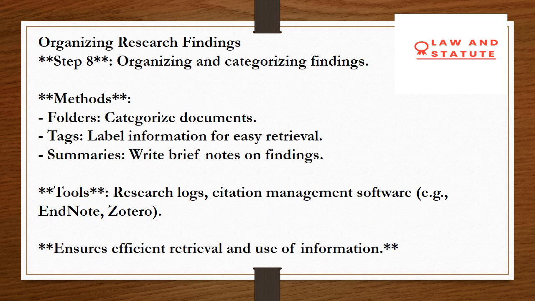Now, you have done all the research. Now what you have to do, you have to organize and categorize your findings. This is what is going to lead you to the drafting of your research papers. So here you require certain tools to do that. What are those tools? There are some tools called research logs, where whatever findings you get, you can put into that. Then you have citation management.